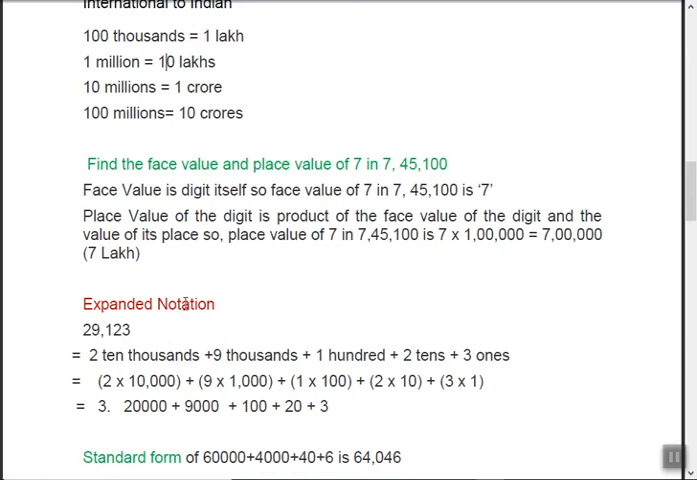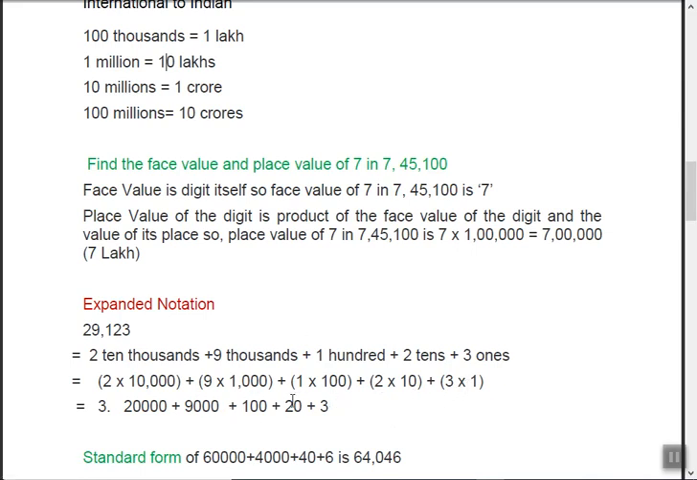Now expanded notation. What do you mean by expanded notation? It's very simple. Just convert everything to their place value. Like 29,123: 29,000 means what? 2 into 10,000, right? That's why it's 20,000. Then 9 into 1,000. So 2 ten-thousands plus 9 thousands plus 1 hundred plus 2 tens and 3 ones. Just multiply it with the place value now. 2 into 10,000 plus 9 into 1,000 plus 1 into 100 plus 2 into 10 plus 3 into 1. So this is an expanded form.